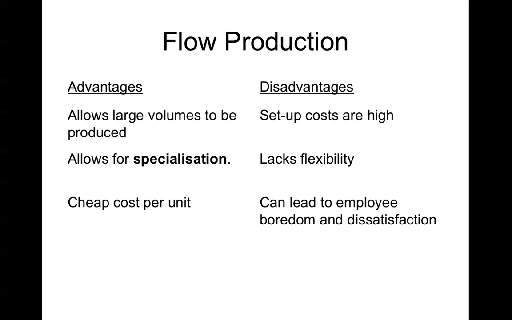The advantages of this is that obviously you can have lots of Coke being made, so that's large volumes. It allows for specialization, which we'll look at a bit later, and it also means that it's very cheap for each unit to be produced. The disadvantage is that to set up all those machines, it costs a lot of money. It lacks flexibility, which means that if you make one kind of Coca-Cola, you can't easily change it over. And obviously, we'll look at this a bit later, but it can lead to employee boredom and dissatisfaction.